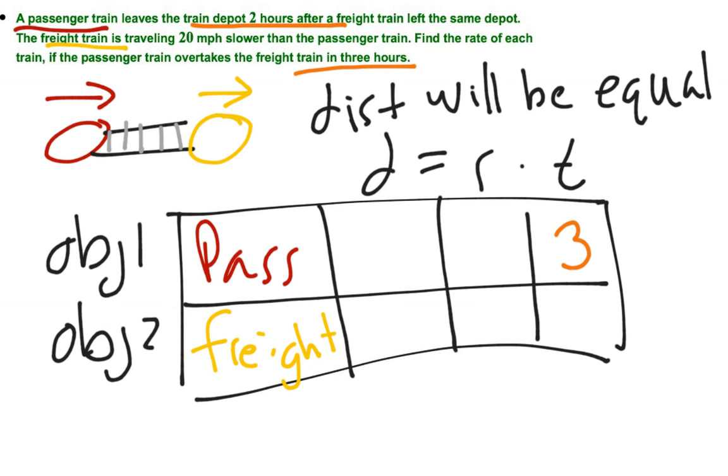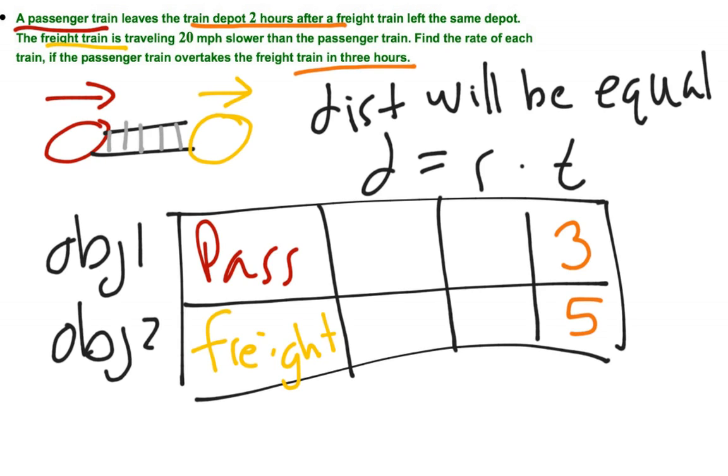I also know that the passenger train left 2 hours after the freight train, which means that the freight train has been going for 5 hours. And I know this because it took 3 hours for the passenger train to catch the freight train, and the freight train basically got a 2-hour head start. So that's 3 plus 2, and that equals 5.